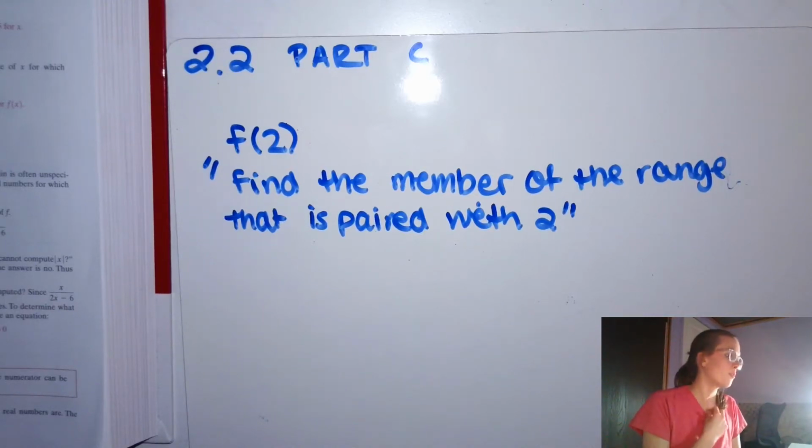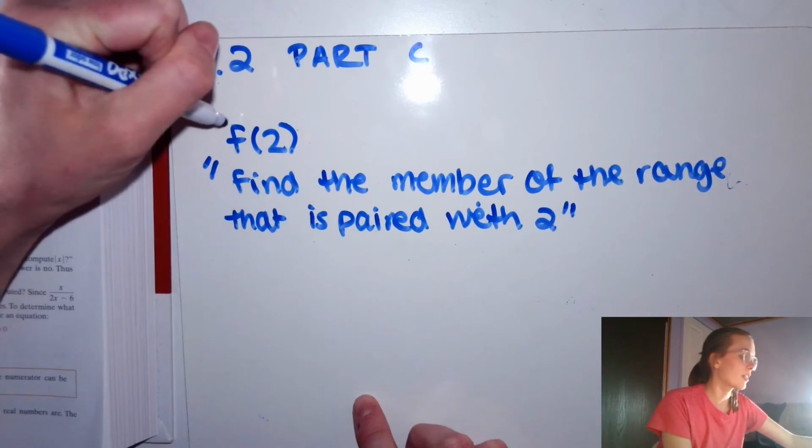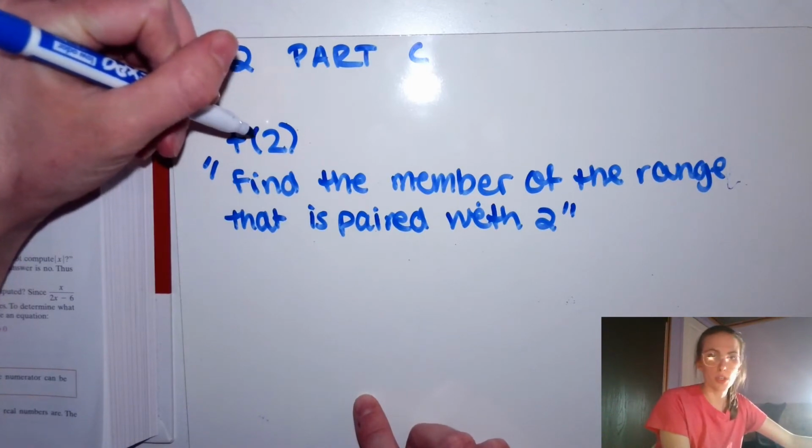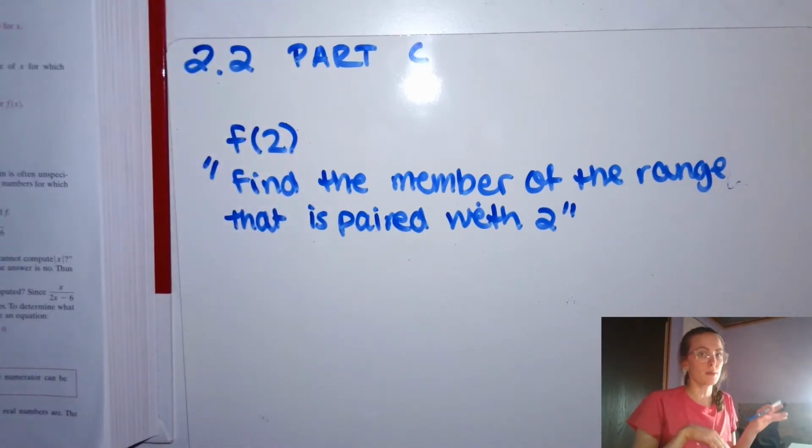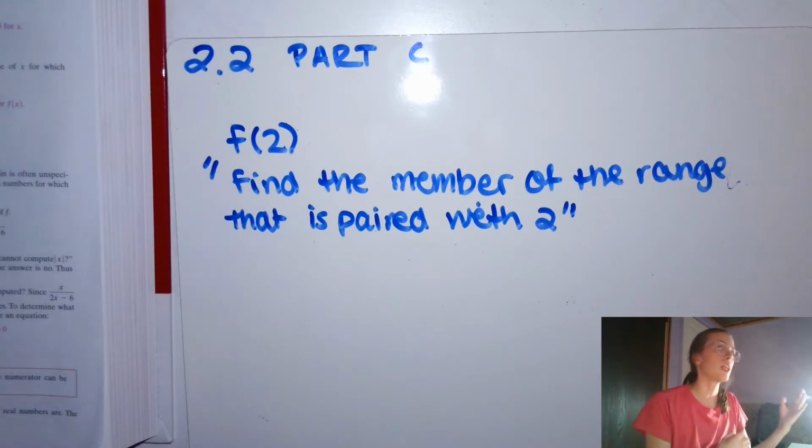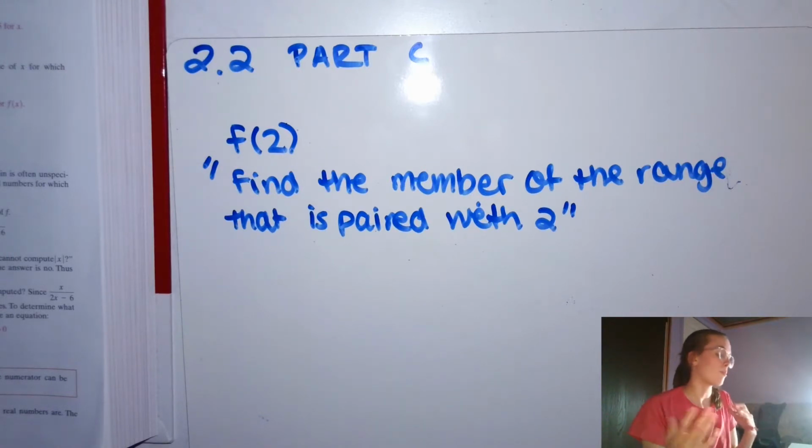Section 2.2, part C. We're looking at function notation. The way you read this is f of 2. Note that it's not f times 2, it means f of 2. What it means is find the member of the range that is paired with 2. So 2 is the input, and you're looking for the output. When you plug 2 into this function, what comes out?